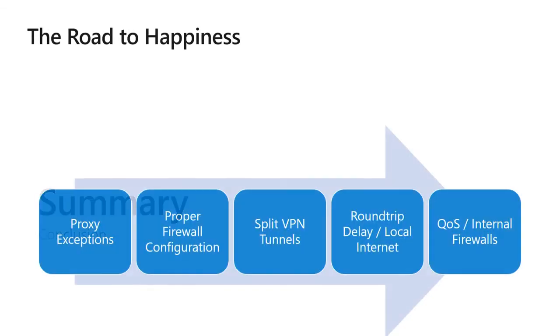So that leaves us with a summary. So what do we have to do to optimize our network for Microsoft Teams? So first of all, proxy servers. Second, firewalls. Third, we have to look at VPNs. We have to look at round-trip delays, local internet breakouts, right? The testing, your connection to Office 365, and then QoS internally and internal firewalls.